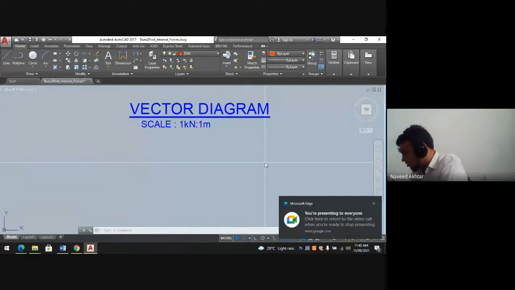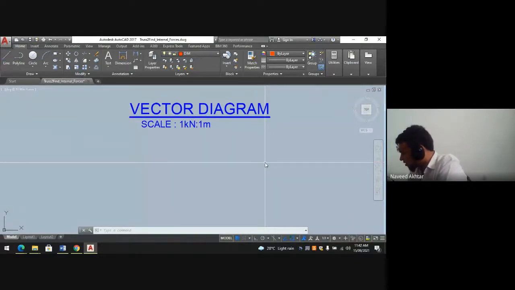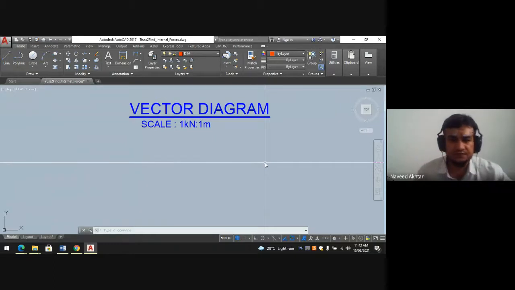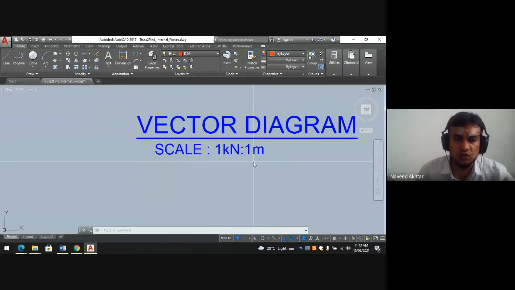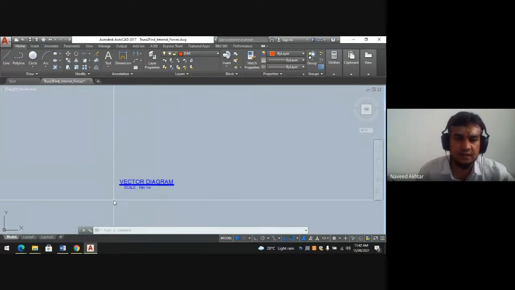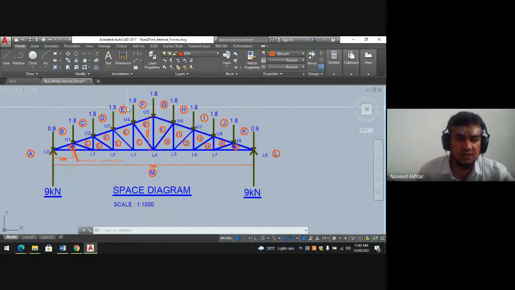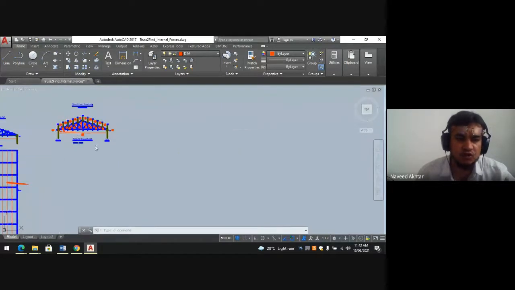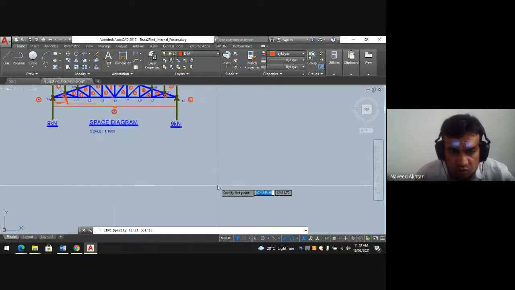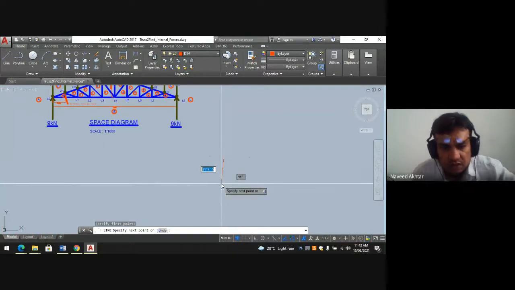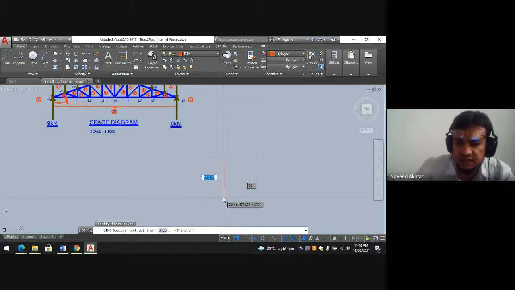Watch carefully so that you understand how we have to draw the vector diagram. So I am taking the scale 1 kilonewton is equal to 1 meter, 1000 mm. Now I will start from the left side. A to B is 0.9 kilonewton, that is 900 mm. So I will take the line, and this force is downward, so I will draw A to B as a downward force. It is a straight line, so it is 900 mm.